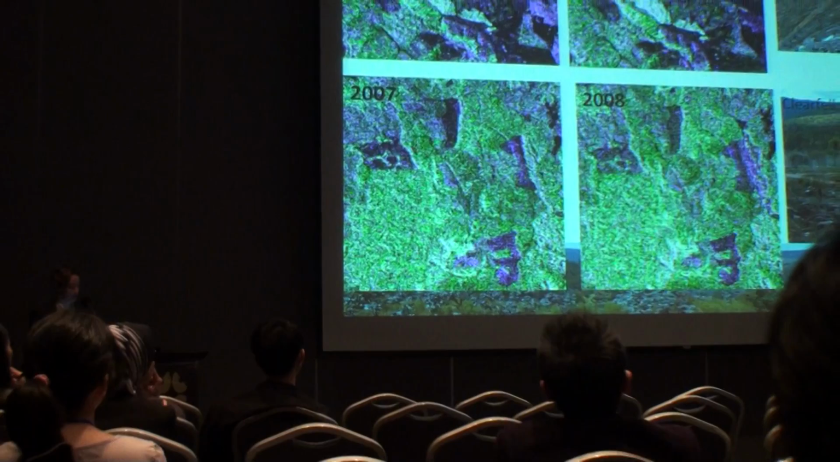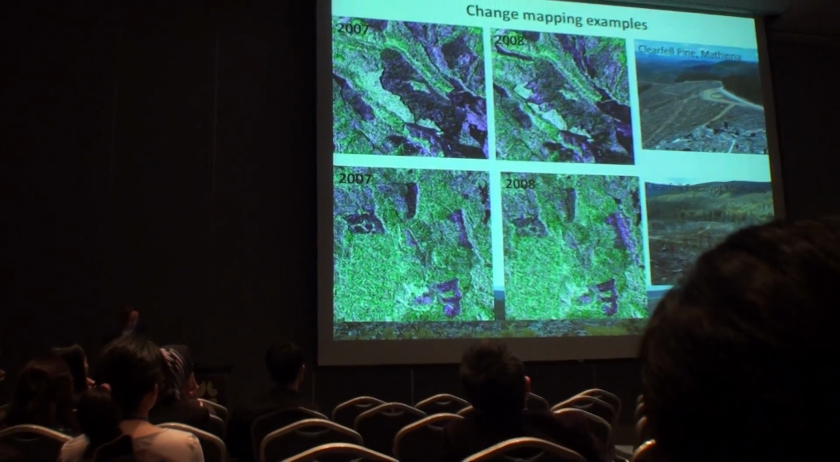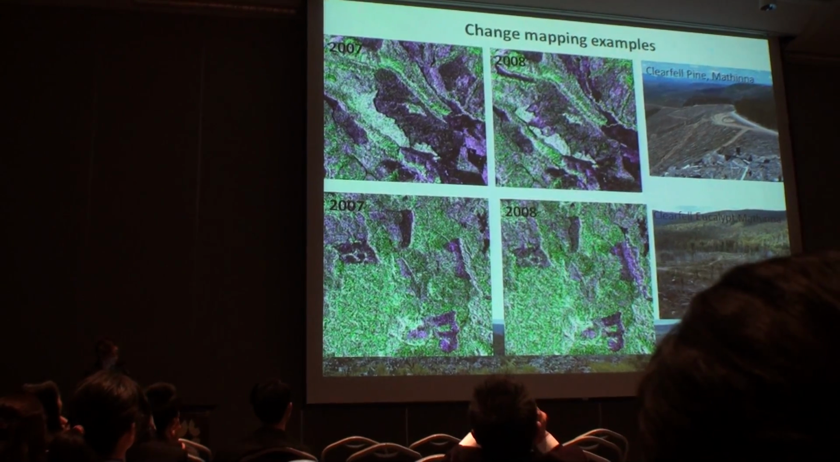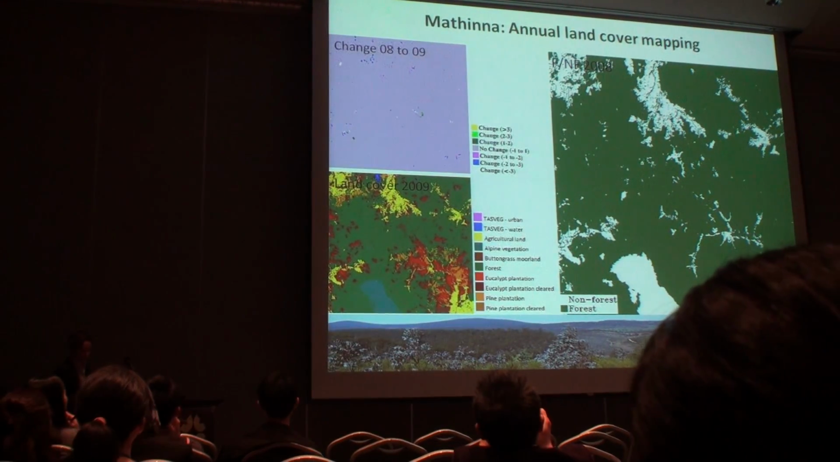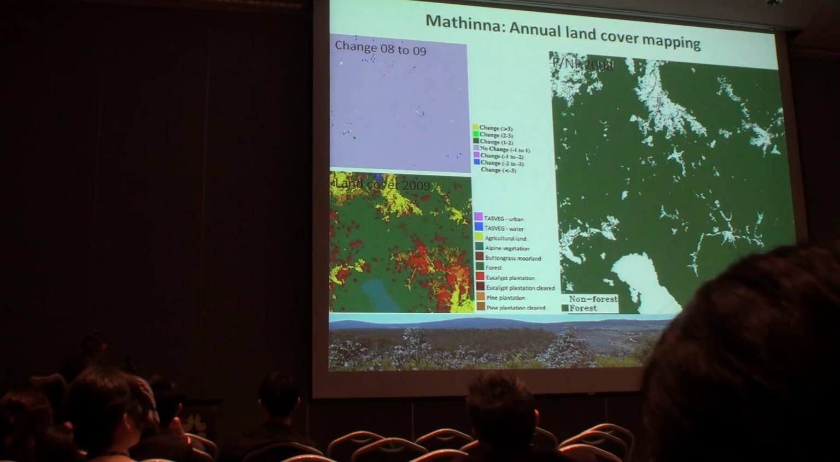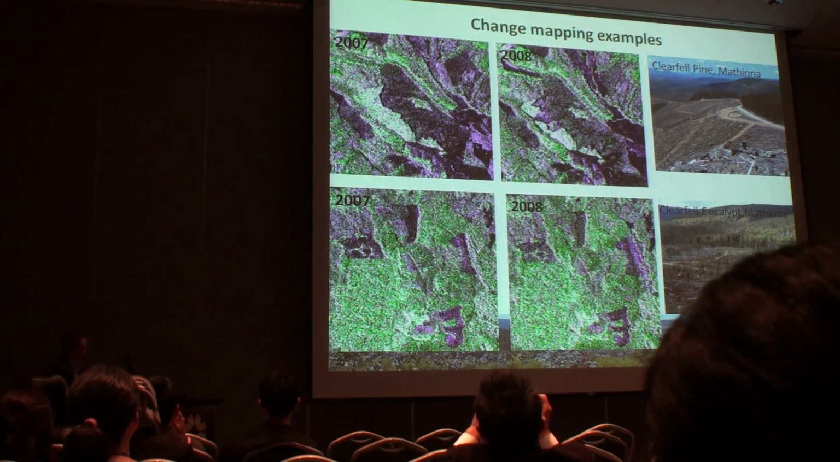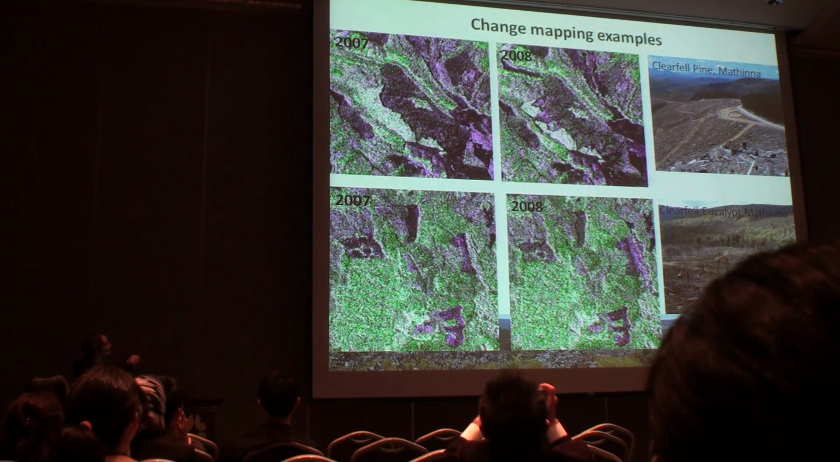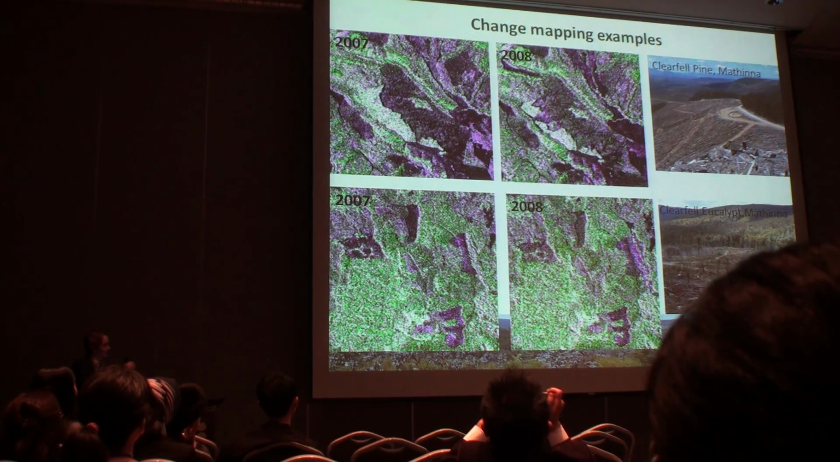So firstly, an image on the left there from 2007. In this first image, here's an area of pine plantation. So the really bright, highly textured area is a mature pine plantation. Adjacent to that is an area that has previously been cleared.